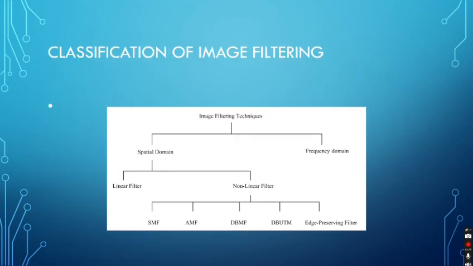Classification of image filtering. Image filtering techniques are classified into spatial domain and frequency domain. And spatial domain is classified into linear filters and non-linear filters.